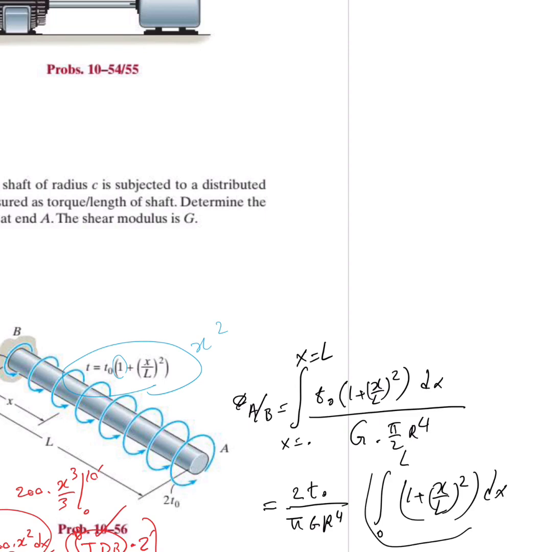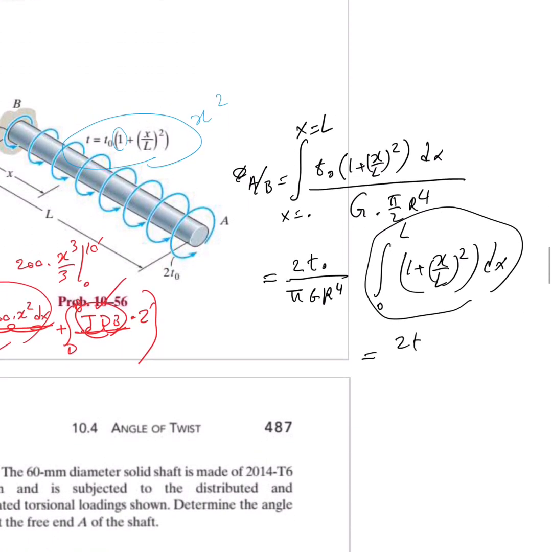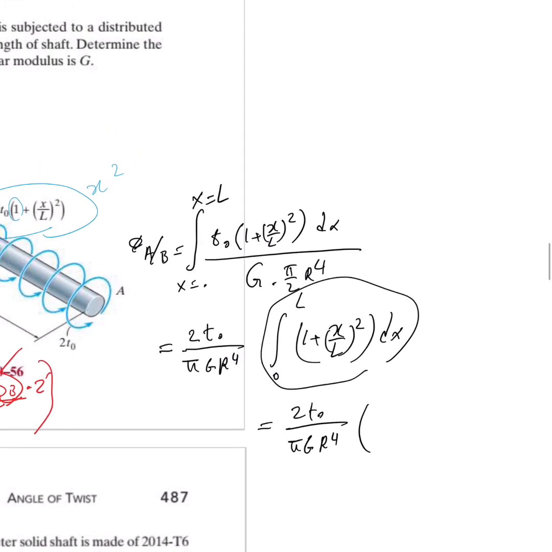And this integral is pretty easy. What is it? You get 2 T0 over pi G r to the fourth power, equal to L.